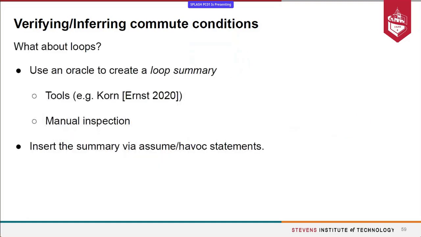And you might be thinking, what about loops? Indeed, loops are a little bit difficult for this kind of translation. So currently, we assume that one has an oracle to create a loop summary. That is to say, a way to express all of the mutations that occur inside the loop. And in practice, we're currently using a combination of manual inspection and previous tools in loop summary synthesis. Specifically, we point towards Corn. And then we're able to insert this summary via assume and havoc statements.